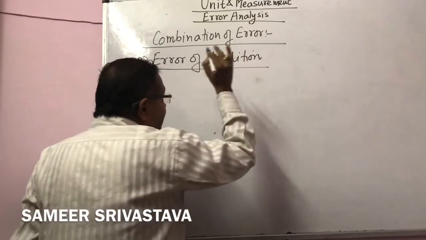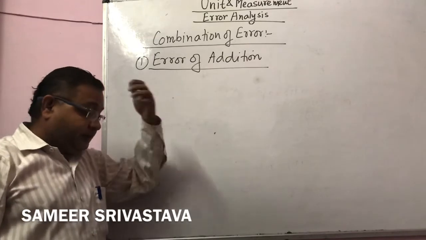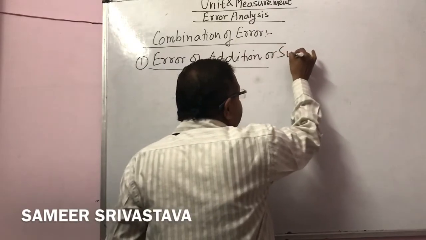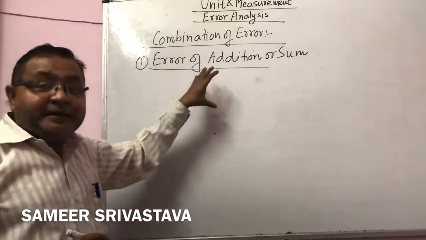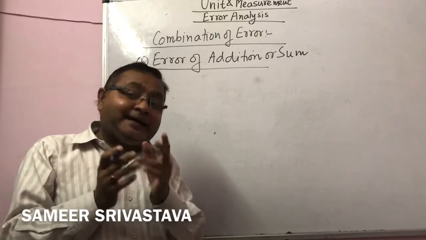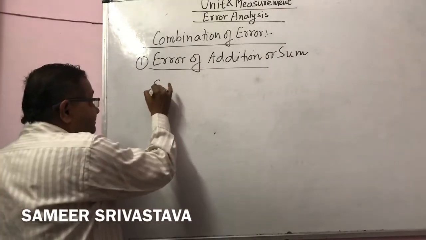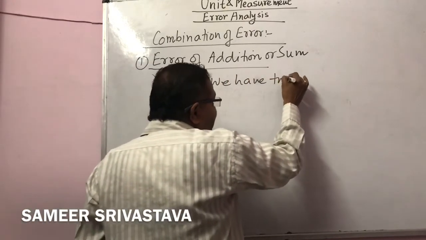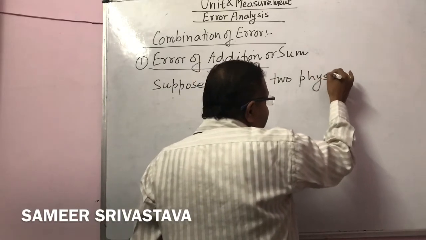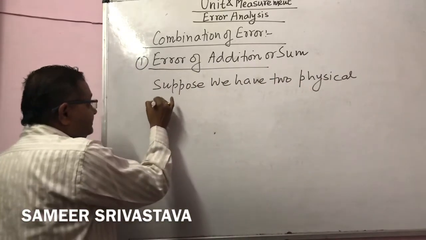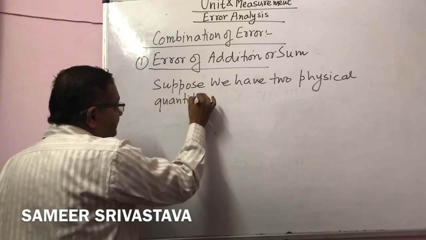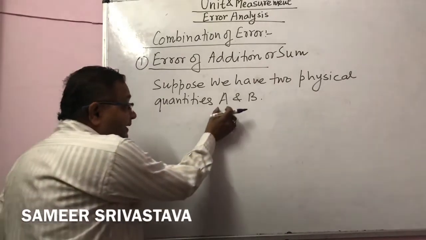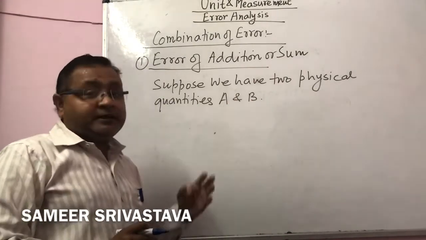Now in case 1, I am taking error of addition, or error of sum. What does it mean? There are 2 physical quantities and they are in summation form. Suppose we have 2 physical quantities, A and B.